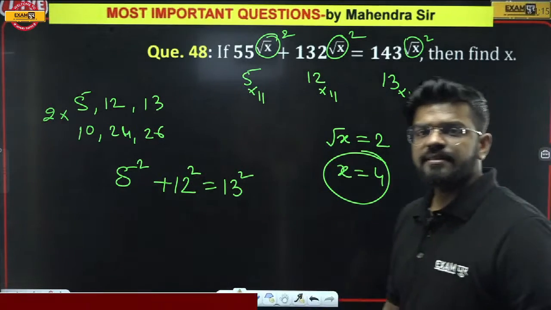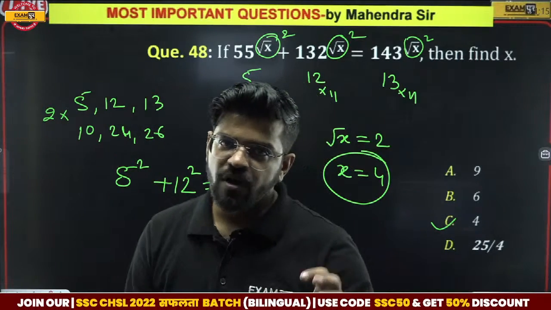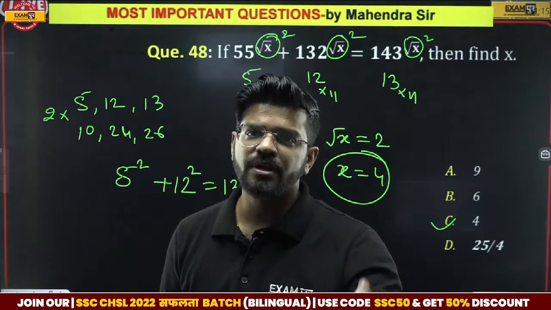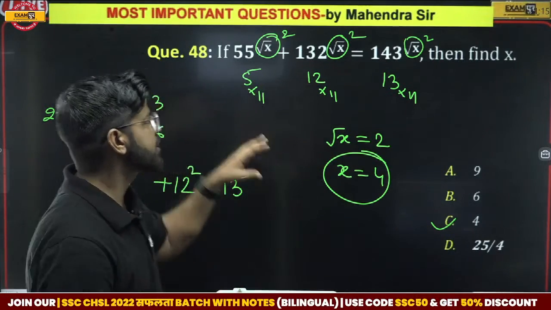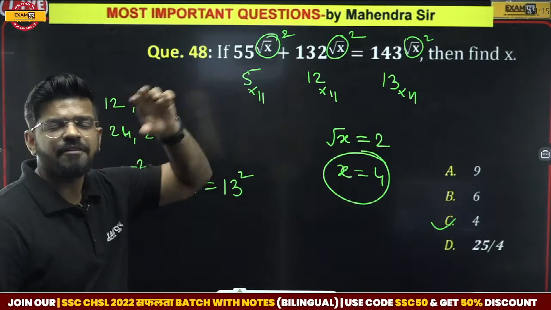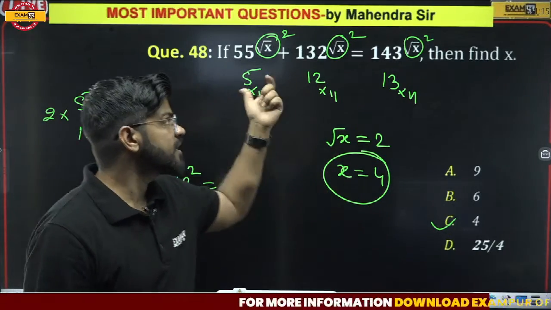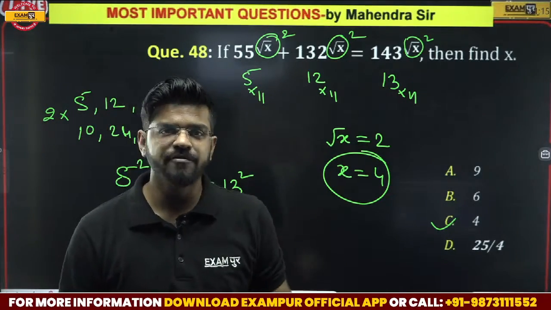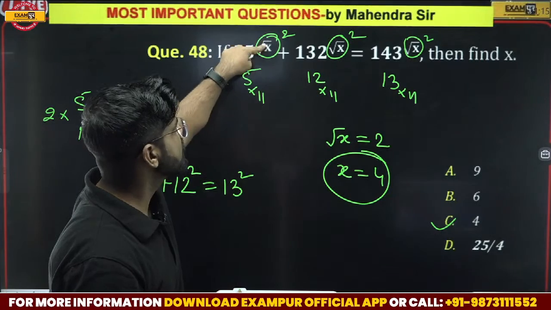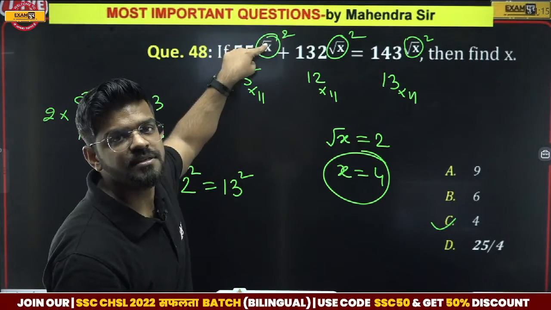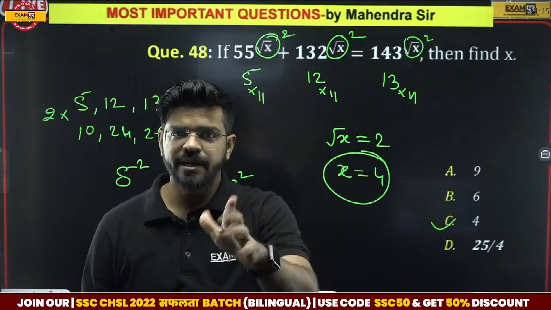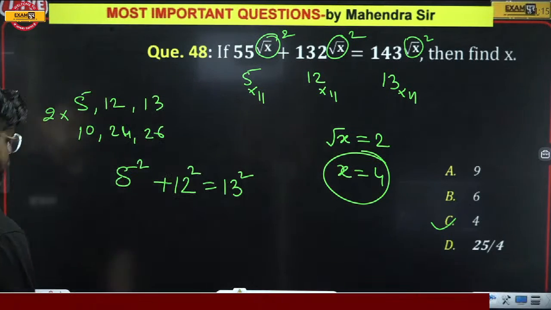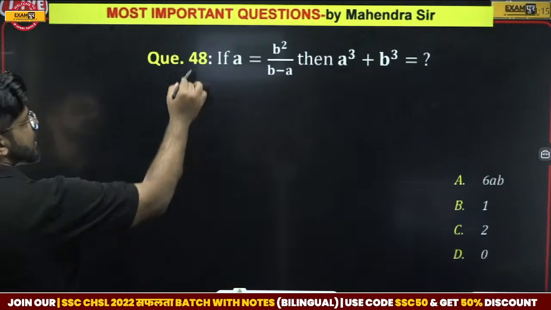So you can get this type of question also. Just focus on the triplets. This will always form a triplet. You just have to figure out whether it is in triplet form or not. If it is in triplet form, whatever comes here is the square only, equal to 2 only. Clear? Okay.